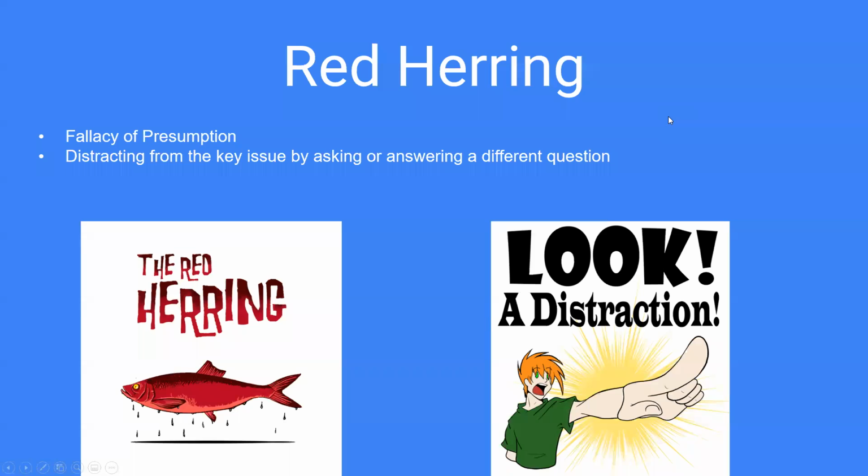Another logical fallacy would be the red herring. This is a fallacy of presumption, and essentially it's distracting or using misdirection to avoid a key issue by asking another question or just changing the topic. That's the biggest thing when it comes to red herring. Once again, you see this in politics a lot. A question will not be answered. They will use some kind of distraction tactic, change the topic, or ask another question until people forget what the original question was, and they're able to avoid the question.